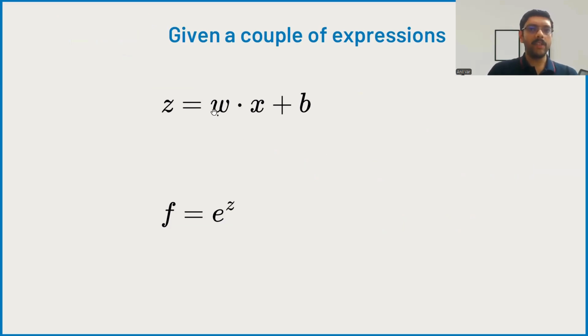So let's start with a simple set of expressions. We have z is w·x plus b, where this dot indicates multiplication. And we have f is e to the power of z. The two simple expressions. The first thing we need to do is break this down into their elementary operations.